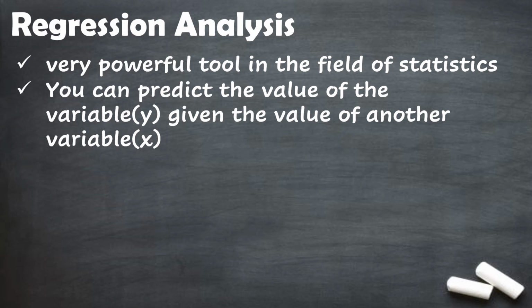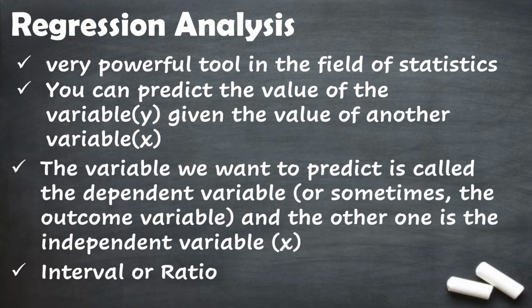In a way, what they're trying to say is that given an x variable, we can predict an approximate value of another variable, which is y. In regression analysis, the variable that we want to predict is called the dependent variable, or sometimes the outcome variable, and the other one is the independent variable. The value for the independent variable is always given. So parang siya yung given value, and then the dependent variable is the approximate number given the independent variable.